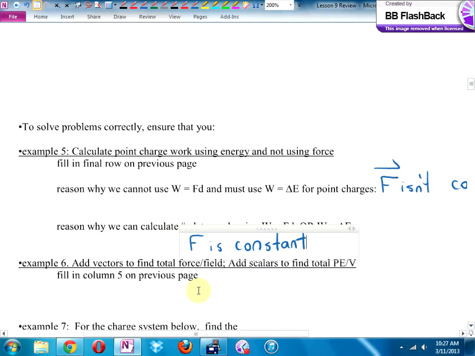I wrote down here the very last thing: add your vectors to find your total force or field, or add your scalars to find your total potential energy or voltage. Fill in column 5. We already have. Let's do an example.